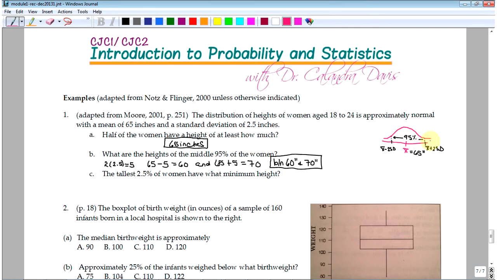So the way I got 2.5 is I know on either side, when I add those to my 95%, it should give me 100%. So there's 2.5% in that upper right-hand side. So the tallest 2.5% of women are going to have a height of at least 70 inches. So that's going to be the mean plus 2 standard deviations, which is equal to, let's see, our mean was 65 plus our 2 times 2.5, which gave us 70 inches.